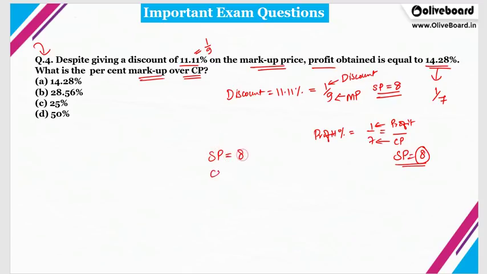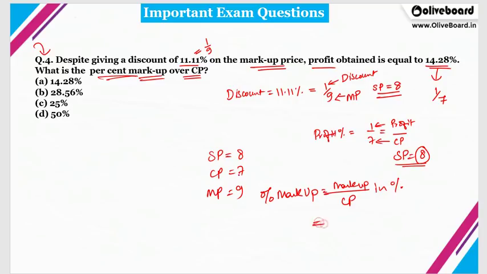Okay, CP is equal to what? 7 and MP is equal to what? 9. Okay, so I can directly find out the percentage markup. The percentage markup is basically done on CP. So the percentage markup will be equal to what? Markup divided by CP. Okay, in percentage.